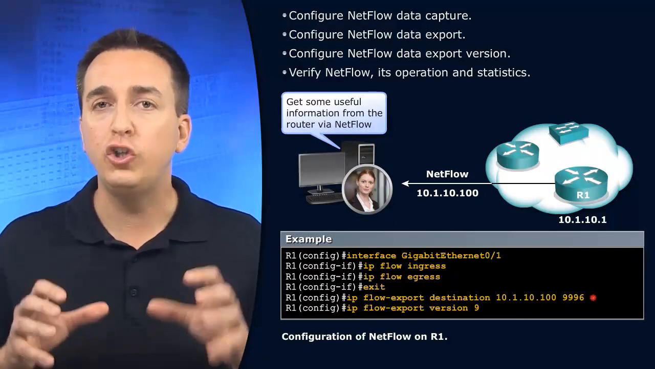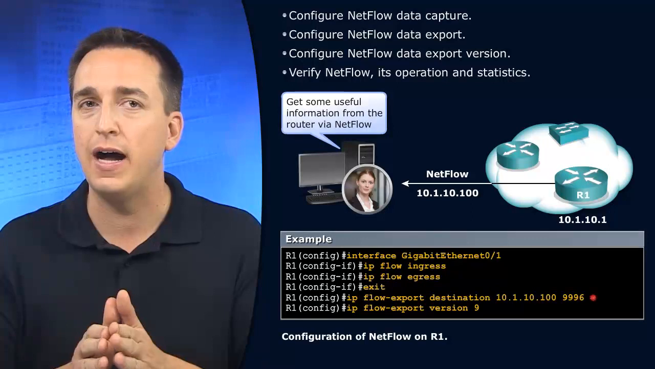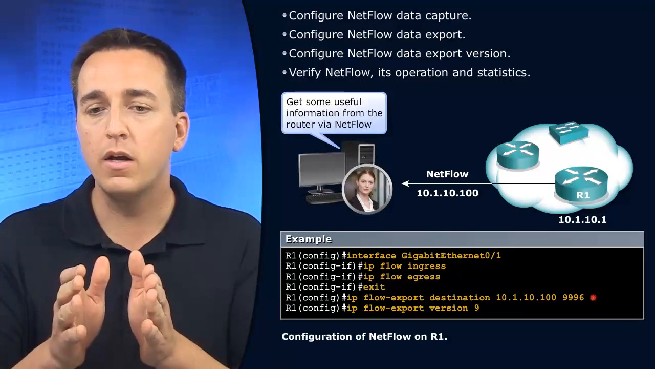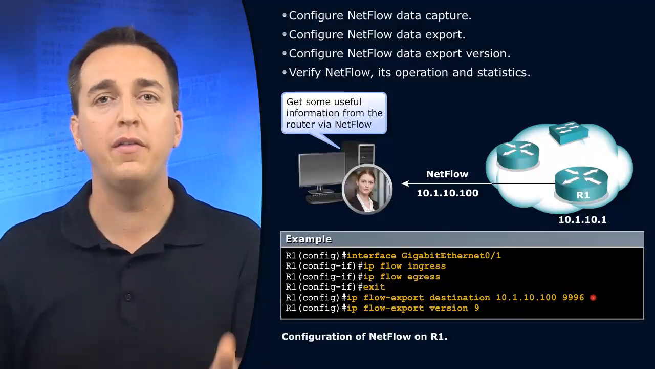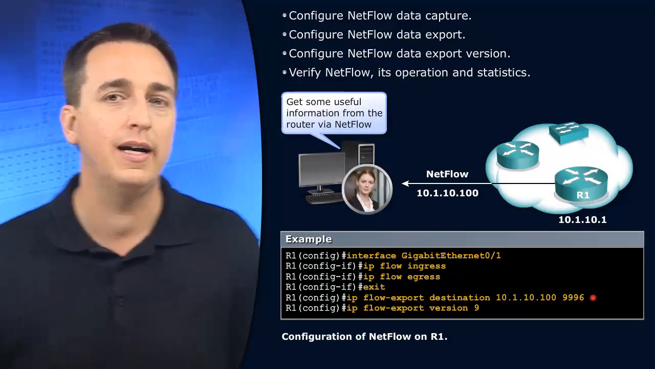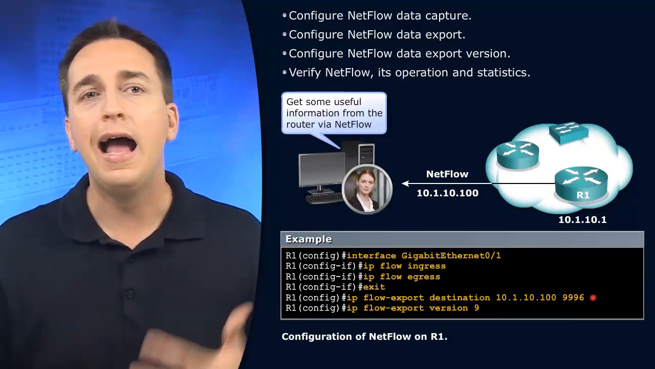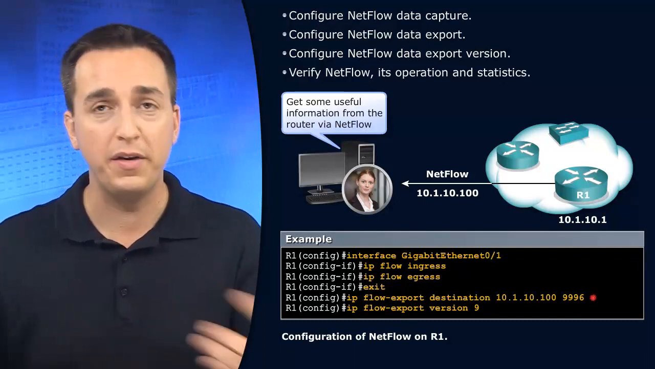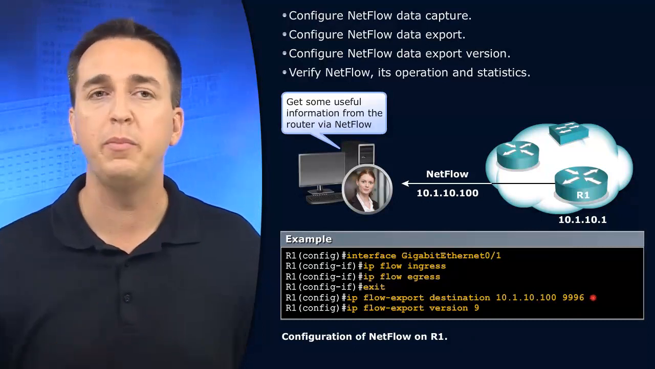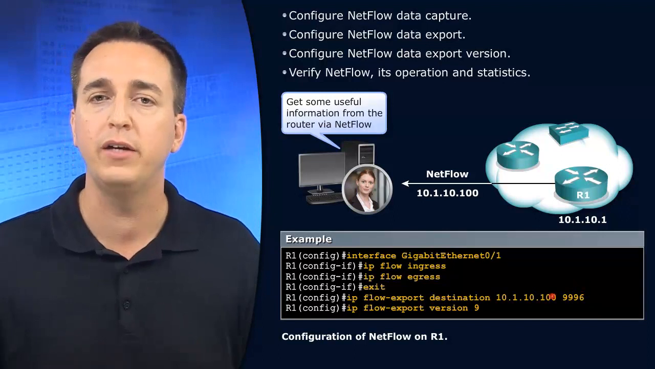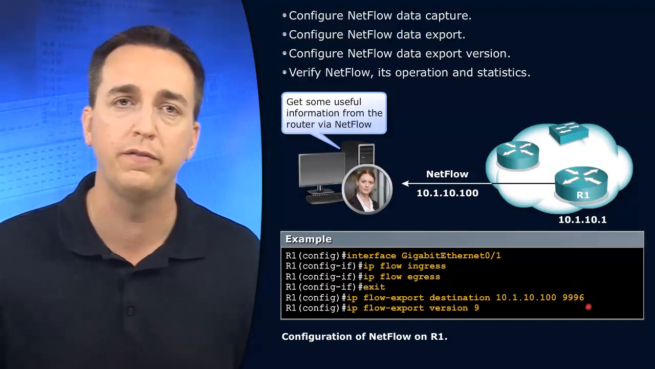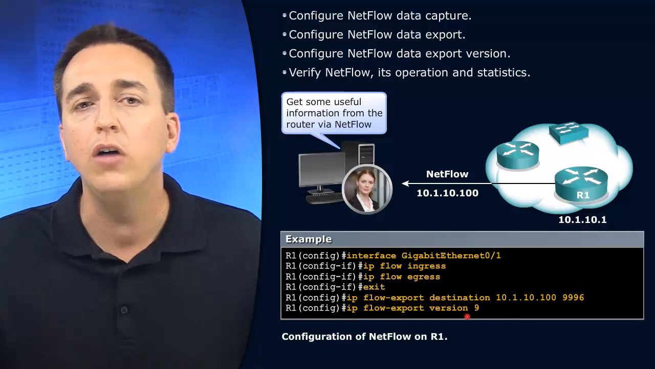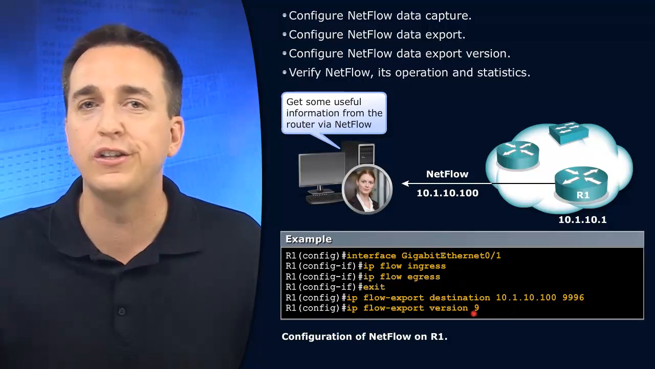Therefore, be sure to specify the UDP port that's being used by the NetFlow collector. Typically 9996 is utilized. However, you might come across a situation whereby the NetFlow collector is using a different UDP port number. So check your documentation and make sure this UDP port number lines up with the NetFlow collector you have set up. Also, you must make sure that the version is correct as well.